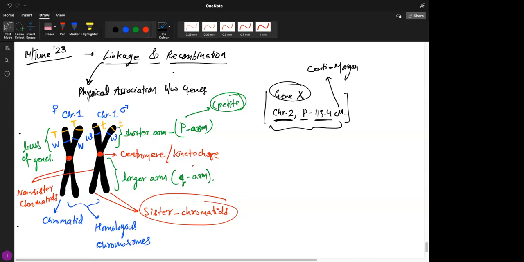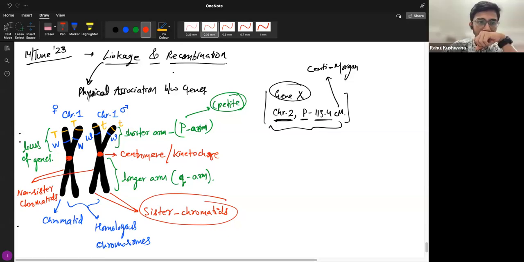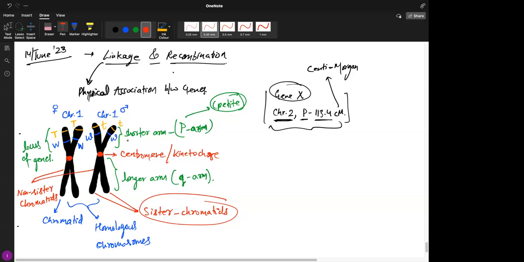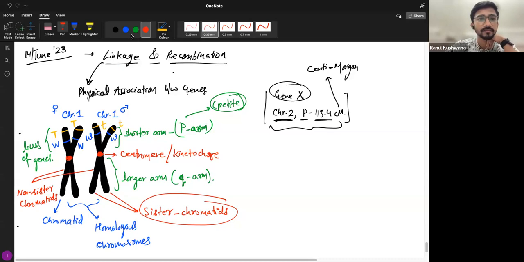Sir, in the case of the chromosome, what is written in green? No, the other side. Yes, sir, this is the shorter arm. Oh, sorry, my handwriting is too bad. Let me write it clearly. Is it clear now? The shorter arm is called the P arm and the longer arm is called the Q arm.